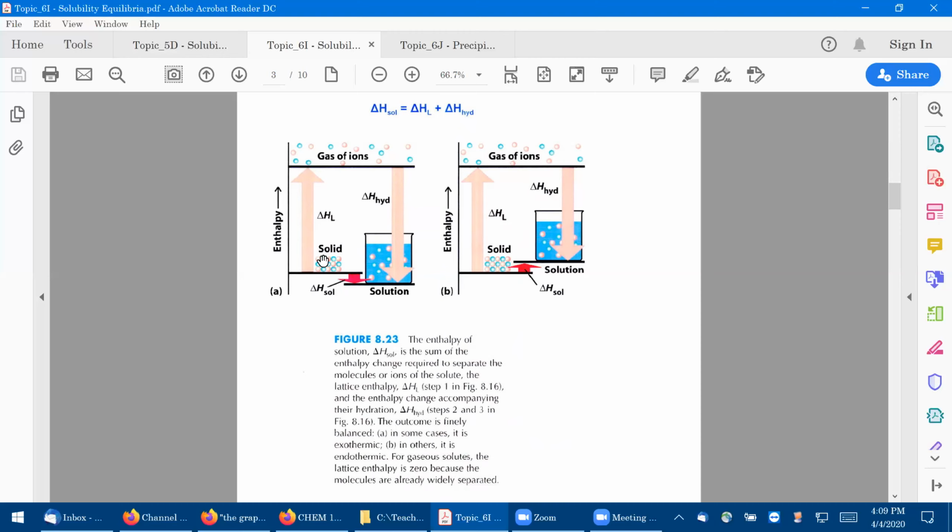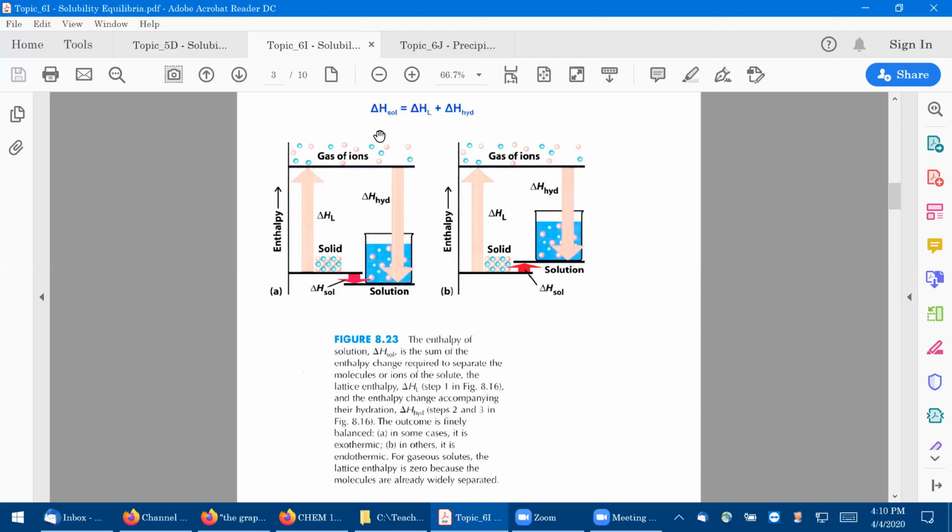Here's the solid, the initial solid. To separate all those ions into individual ions, call it a gas of ions, requires this lattice energy to separate all those ions. So of course, it's always endothermic, and the delta H is positive. When these ions then dissolve in water, the process we just looked at on the last slide, the enthalpy effect is always negative. Now, the difference between these two is the enthalpy of solution.